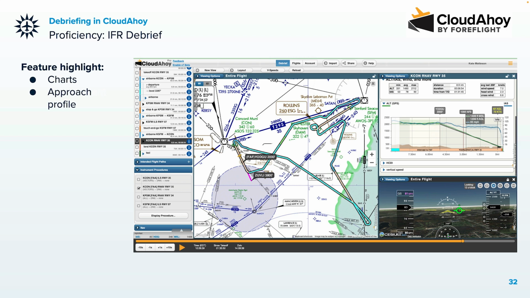And then finally, we have the RNAV 36 into Concord, New Hampshire. Just like we had the VFR charts in an earlier example, these are IFR low charts. We also have IFR high charts. And again, we have that segment information view that's showing the profile with the glide slope and then the altitude and indicated airspeed graph with the fixes annotated in there.